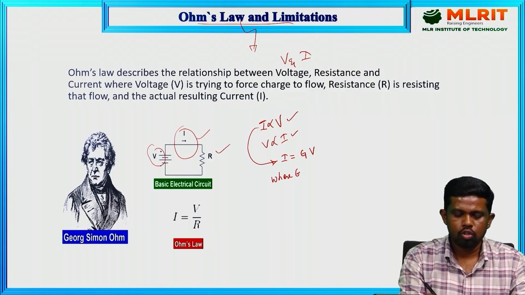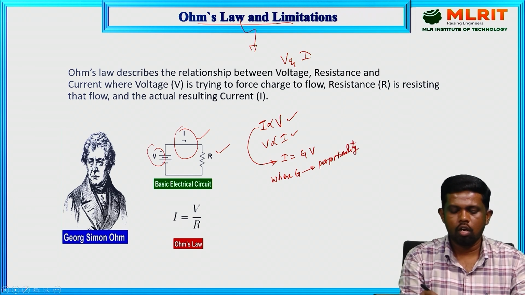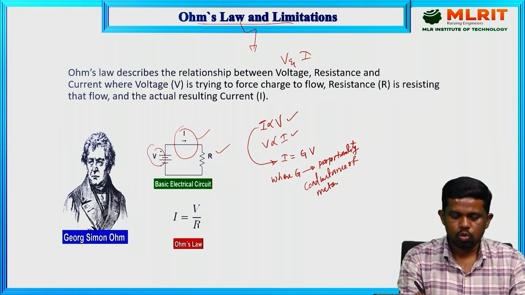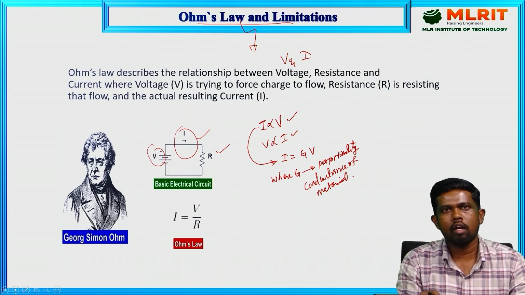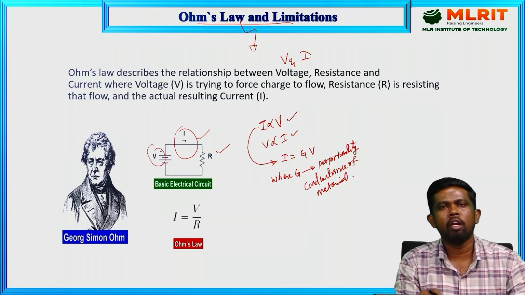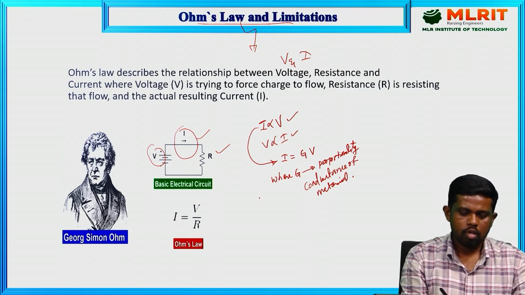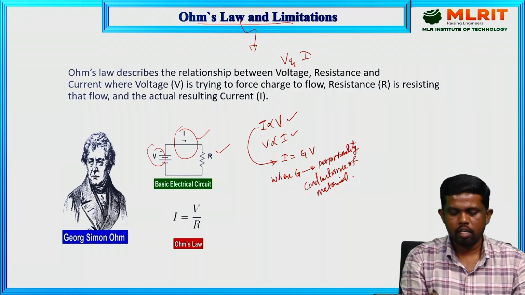Where G is the proportionality constant. It is also called the conductance of the material. The conductance of the material is nothing but that which conducts the electric current, or the electron flow, in any conducting material. That's simply called conductance. That's why we represent G as the conductance of the material.